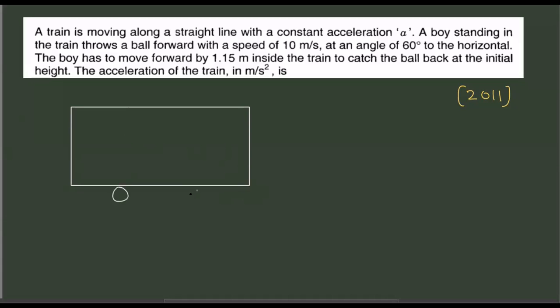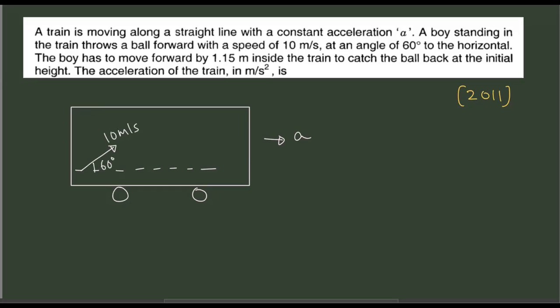It is moving, let's say, to the right with an acceleration a meter per second square. Now a boy standing in the car, again, the height of the boy we can ignore. Let's say this is the level from where he is throwing. Now a ball is projected forward with a speed at an angle of 60 degrees with the horizontal. So the initial velocity vector is 10 meter per second in this direction, 60 degrees with the horizontal.